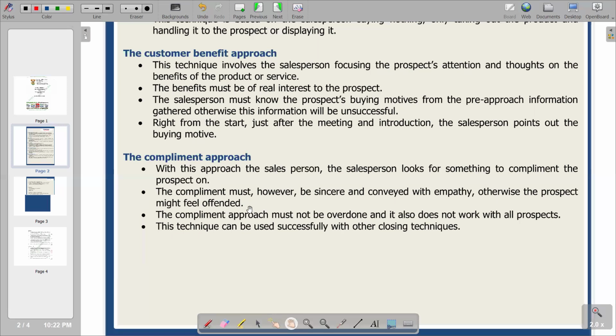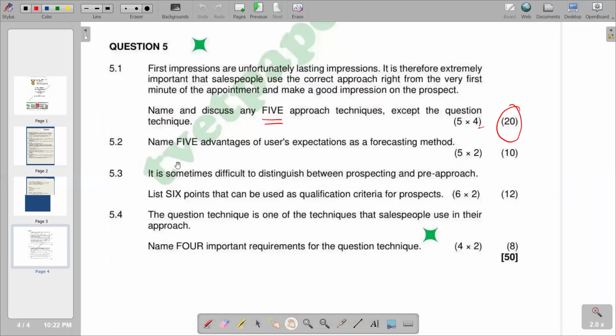This is the explanation that we have under the compliment approach. So moving on to the next question, which is going to be 5.2. Name 5 advantages of users' expectations as a forecasting method. So the users' expectations, this is what the user expects from a new product or service. So that is the users' expectation.